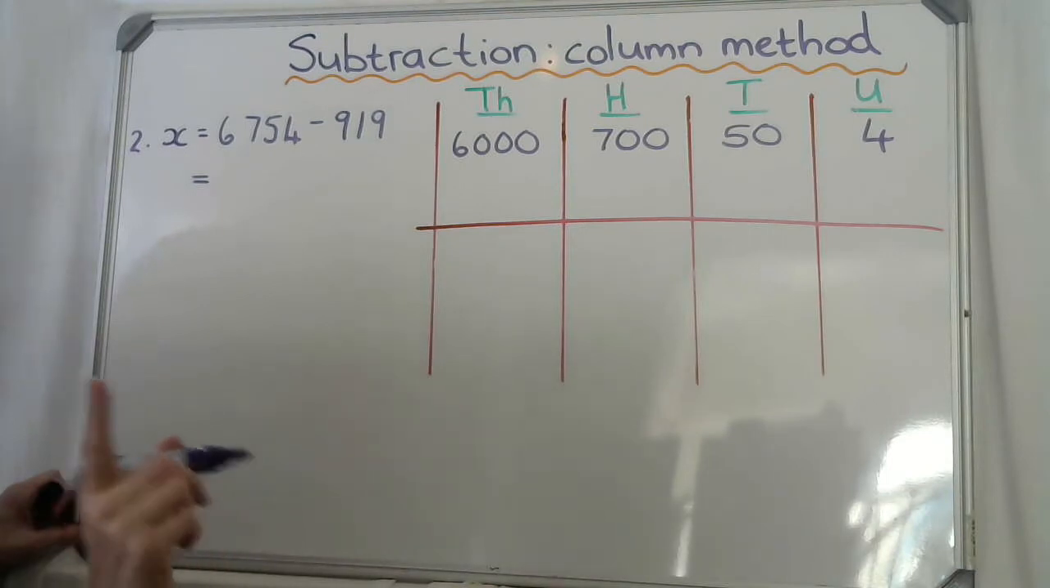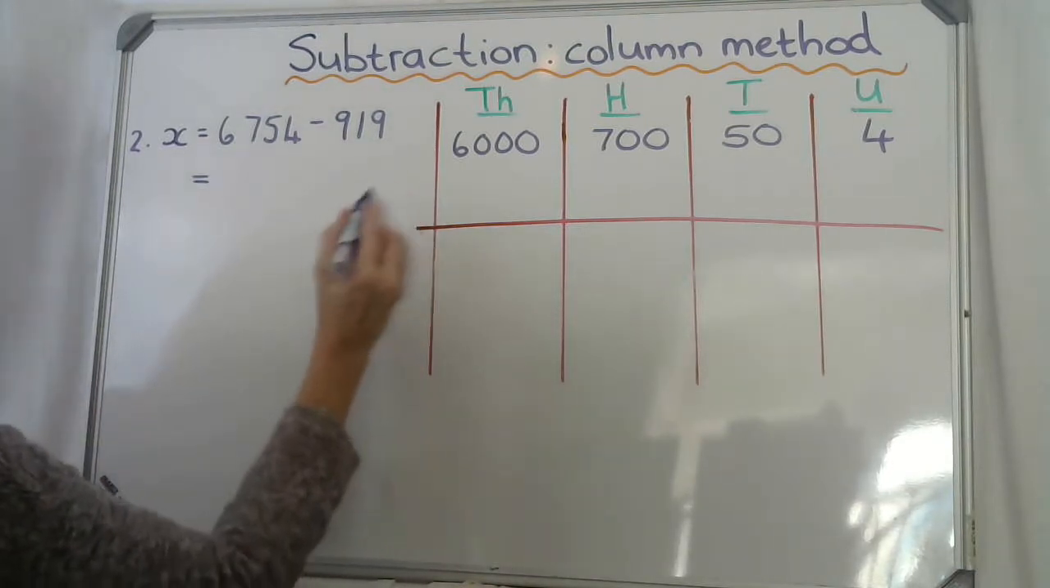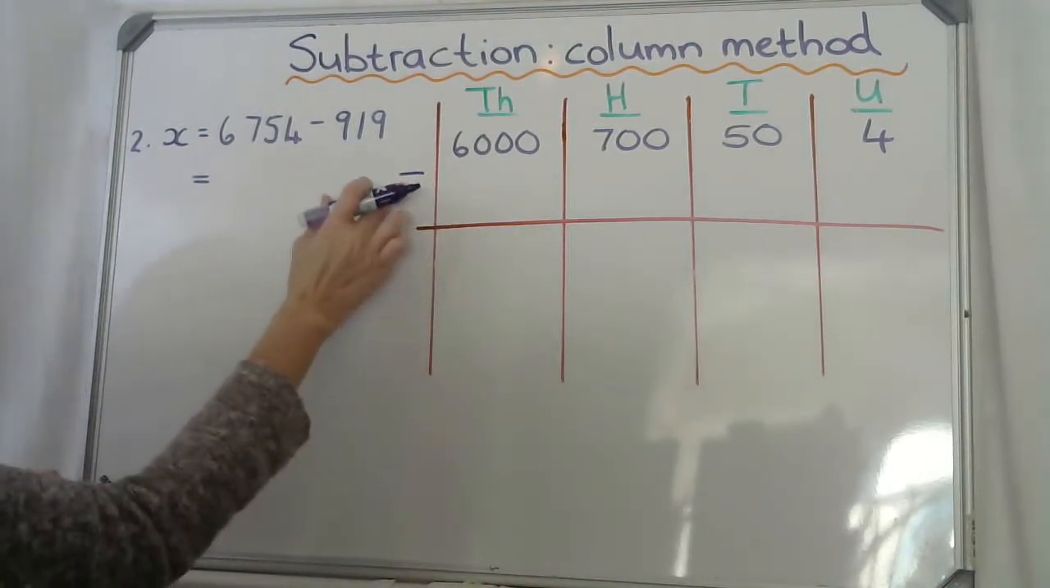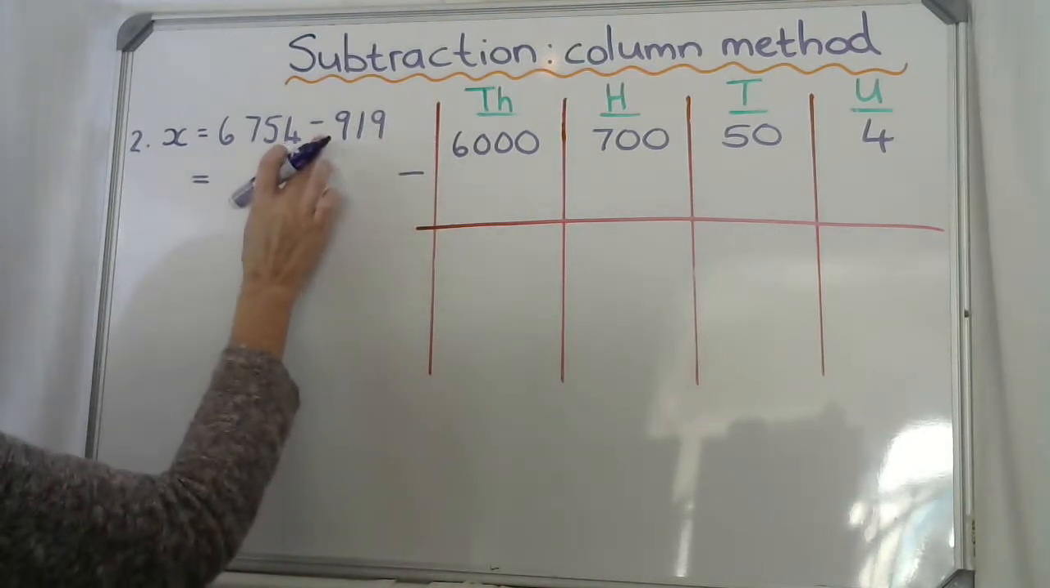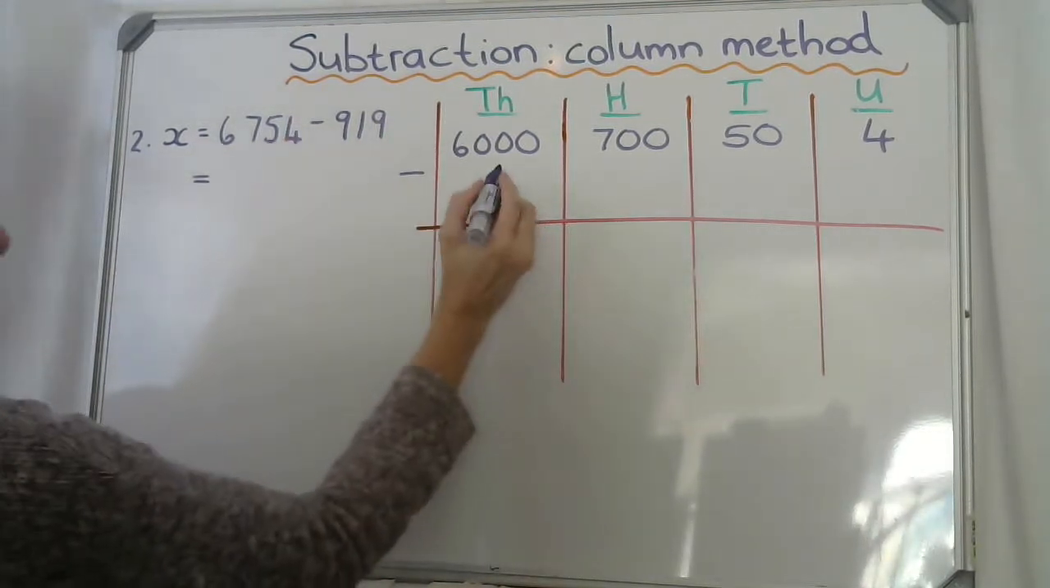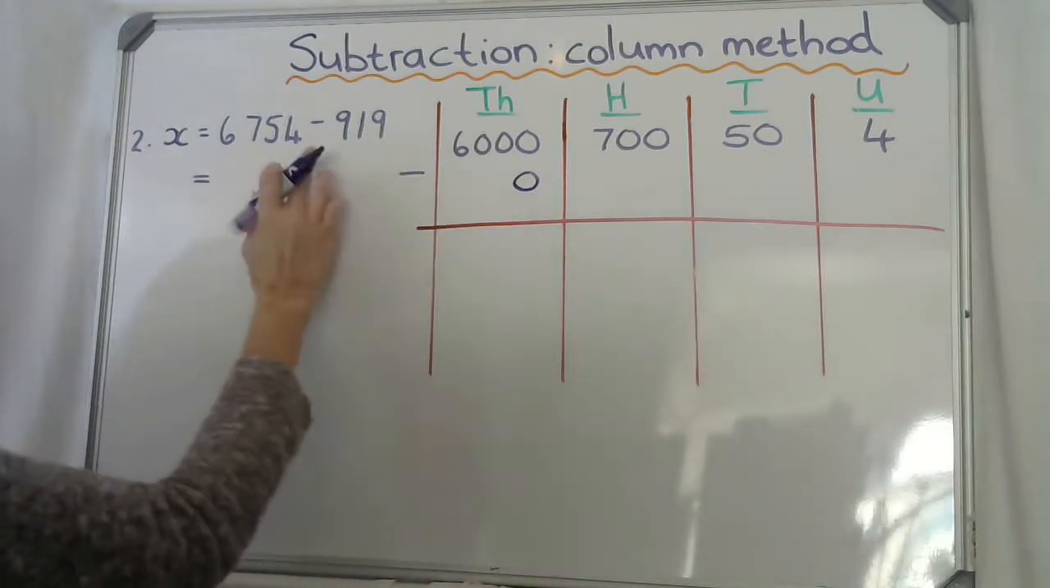Oh, we forgot to put the minus sign. So we must first do that. Minus, so we know that we are subtracting. Do we have any thousands? No, we don't. So let's put a naught.